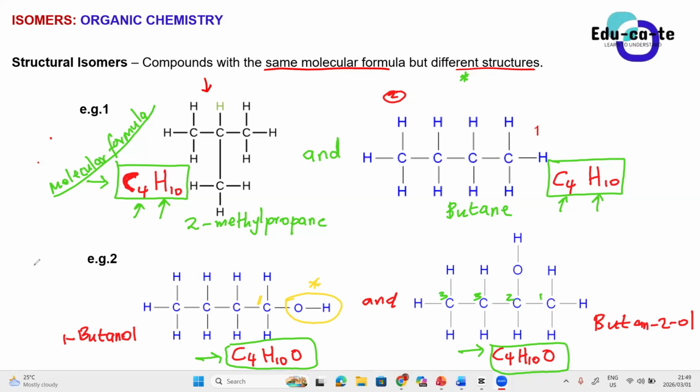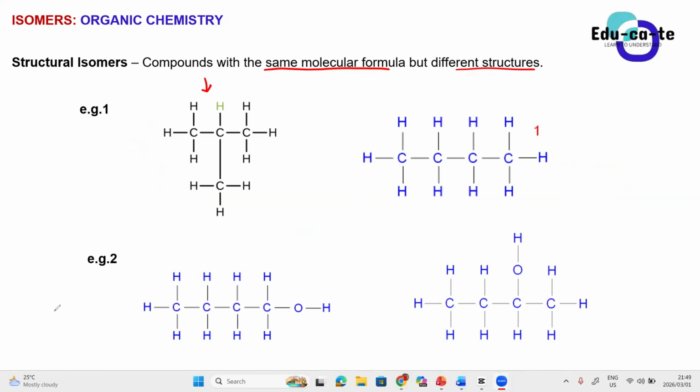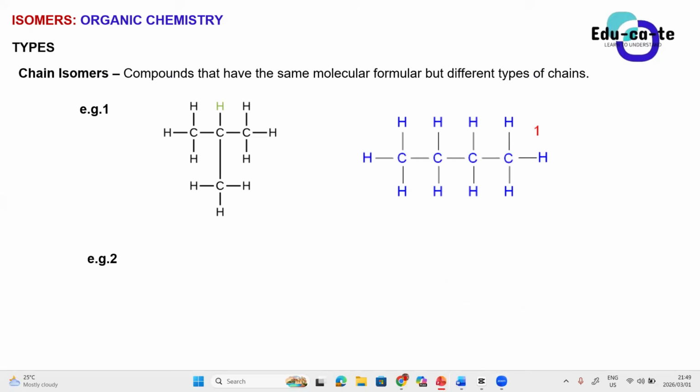Are we all clear, and are we together? Yes, sir. All right. So we are going to proceed from this. I'm just going to clear these annotations so that they don't disturb me. We are now going to look at the types of isomers that we can have. Yes, they have the same molecular formula, but how are the structures different?